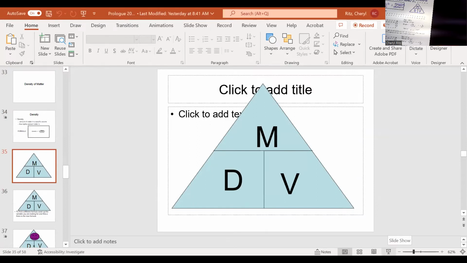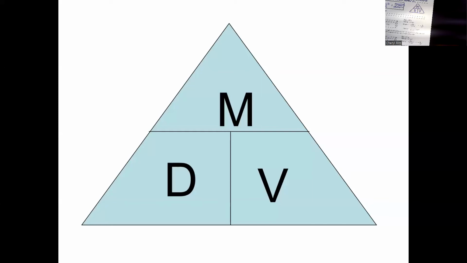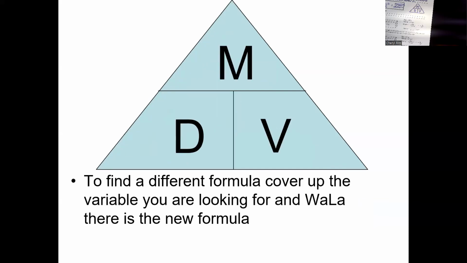There's the magic triangle, same one we just drew. So how do we use the magic triangle to do algebra? It's actually quite easy. Here's the directions I have right here. To find a different formula, cover up the variable you're looking for. So literally put your finger over which one you're looking for. And voila, easy peasy, there's the formula.